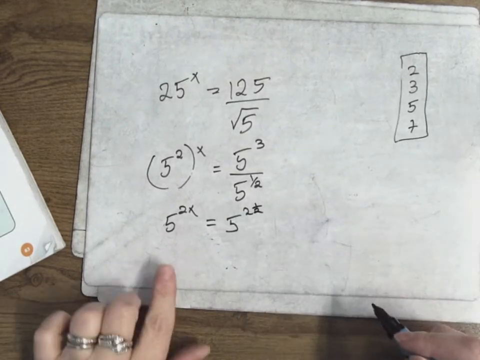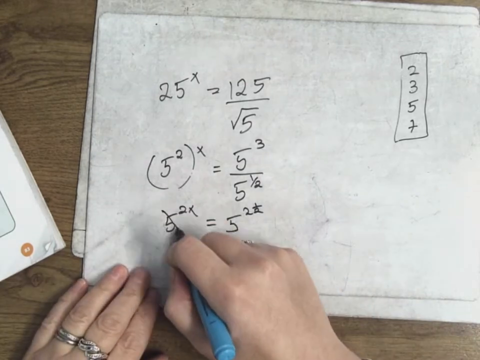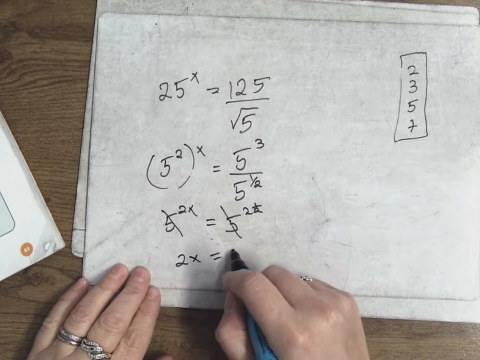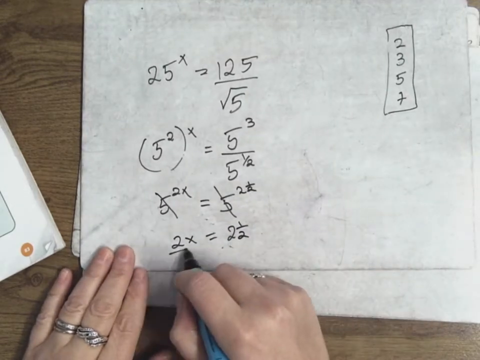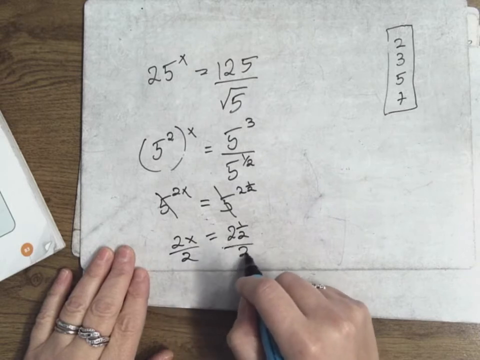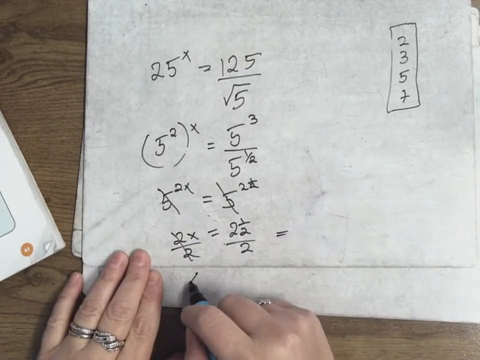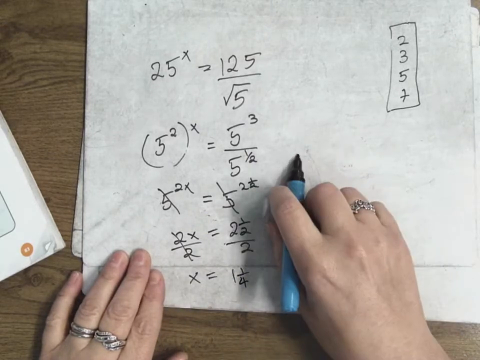What can I do now? Once I've got 5 to the power of equals 5 to the power of, what do I do? Knock off the 5s. So I get 2x is equal to 2.5. How do I find out what x is? Divide by 2. So divide by 2, and into your calculator do 2.5 divided by 2, and you'll end up with x is 1.25. Or your calculator will spit out 5/4.